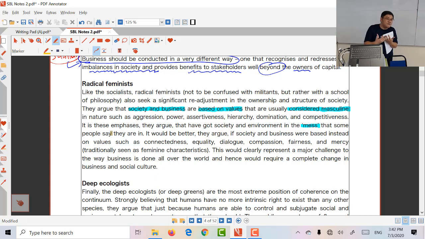So how do you restore the order of things? They say to restore the order of things, you must go for values like connectedness, equality, dialogue, compassion, fairness, mercy. And they say these are feminine characteristics. But that's the view, lah. Okay, so do you agree or not?